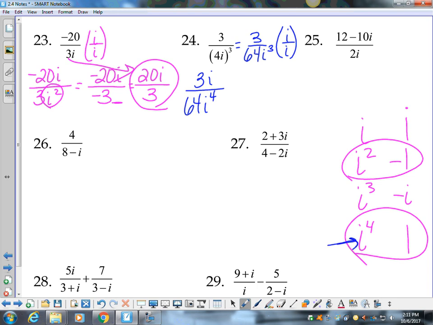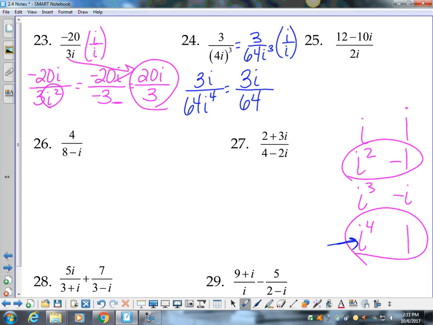And i to the 4th is just a 1. So that's just a plain old 64. I have a 3 on the top. The only thing I need to make sure is that I don't walk away too soon. Make sure you can't reduce it. And 3 doesn't go into 64, so you're good.